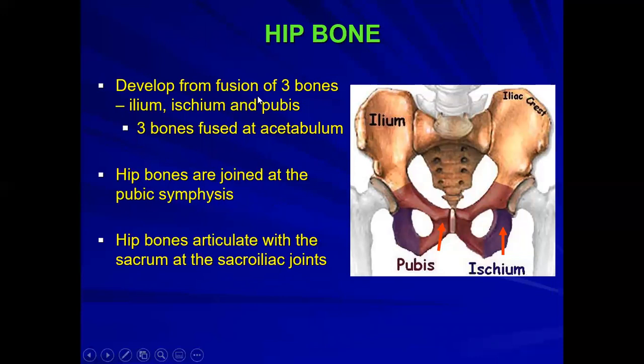For the hip bone, as I have mentioned earlier, it developed from the fusion of the three bones: the ilium, the ischium, and the pubis. These three bones are fused together at the acetabulum. I hope you still remember the musculoskeletal block. Where is the location of the acetabulum? Then the hip bones are joined at the pubic symphysis. The hip bone articulates with the sacrum at the sacroiliac joint, the joint between the sacrum and the ilium. So this is the hip bone.